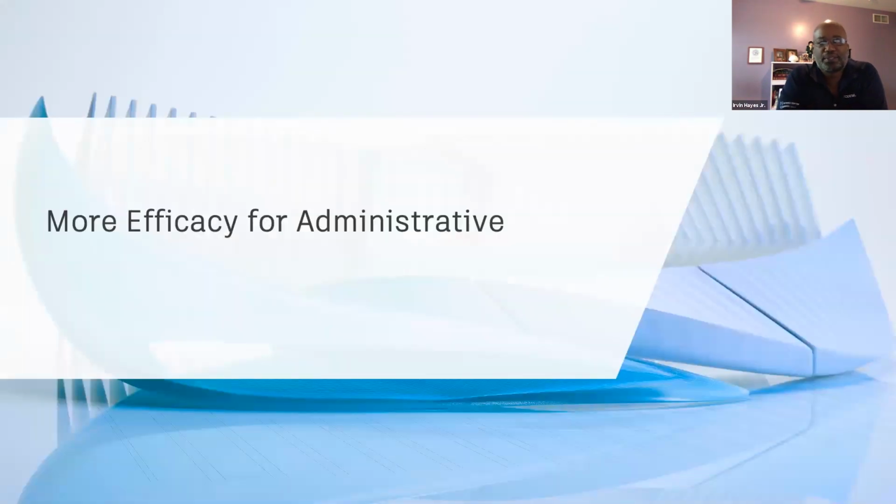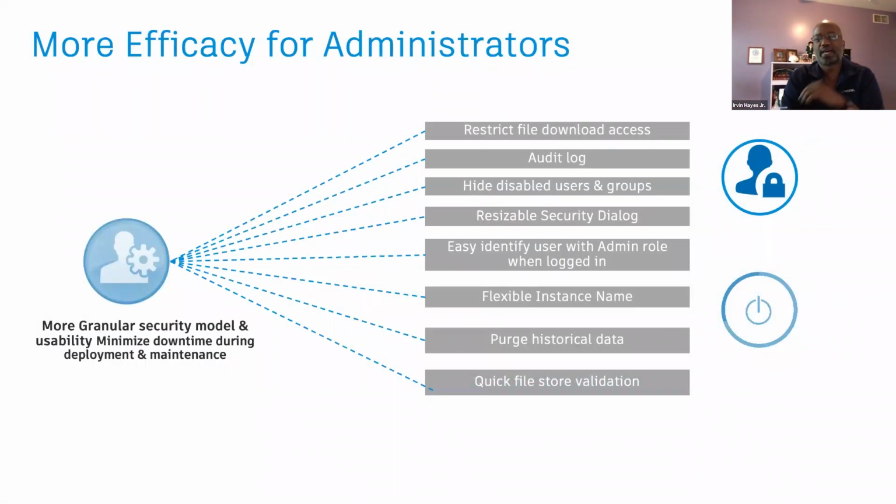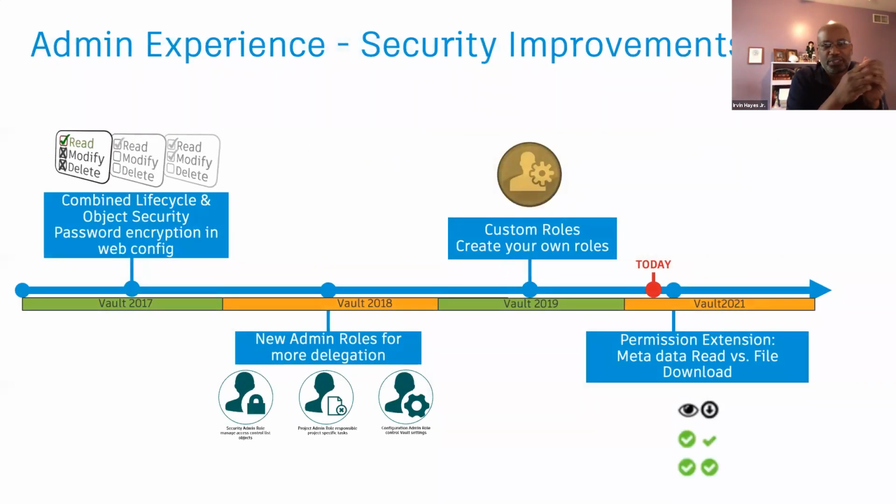So let's jump into efficiency for administrators. Over time, we've looked at administrative level functions, and we've gotten feedback on areas that need to be improved for our administrators. So we've added quite a few different things here, which we're going to talk about, what you see in the list here. Let's talk about them. This shows you the time frame of what we've done in the past.